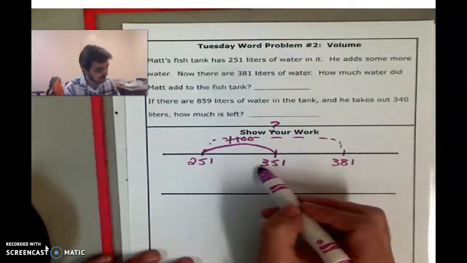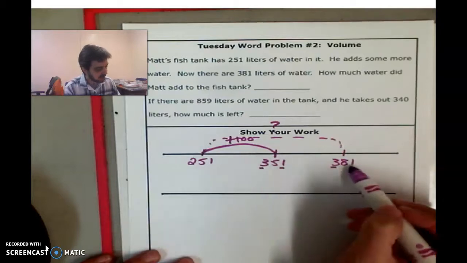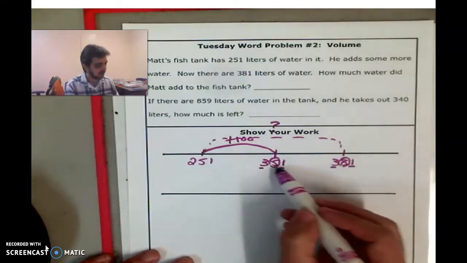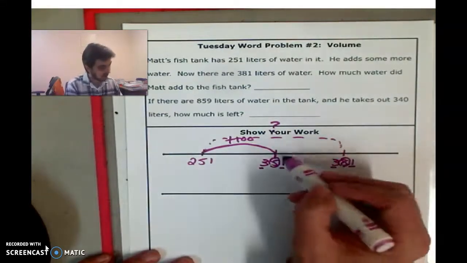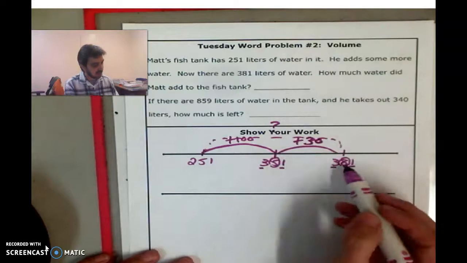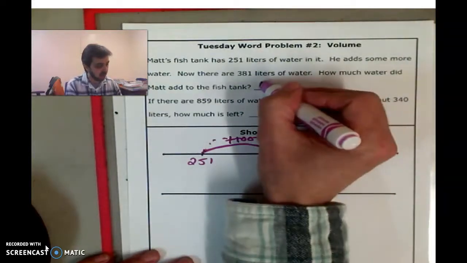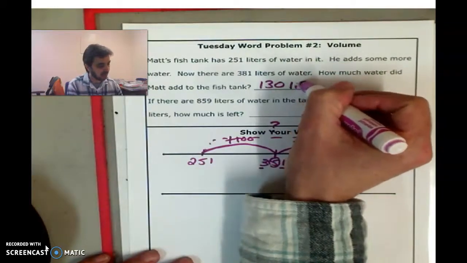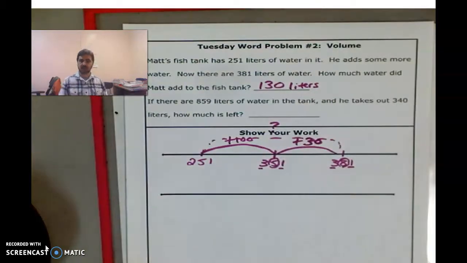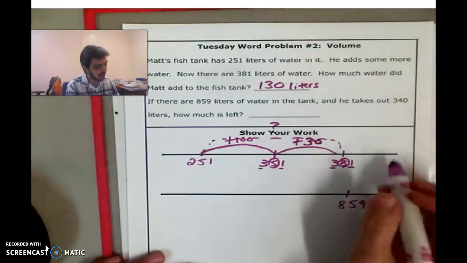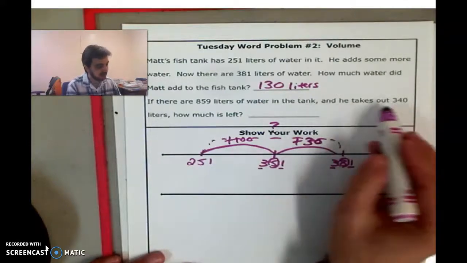In fact, the hundreds place is the same. The ones place is the same. It's just the tens place that's different. How many tens do I need to get from 5 to 8? I need 3 tens. So I'm going to hop up 30, because 30 is 3 tens. So I get to 381. So I added 130. So Matt must have added 130 liters.